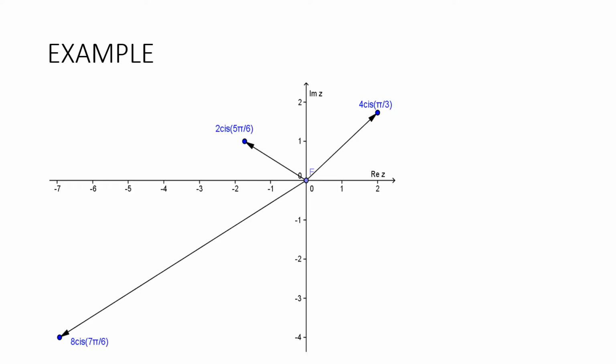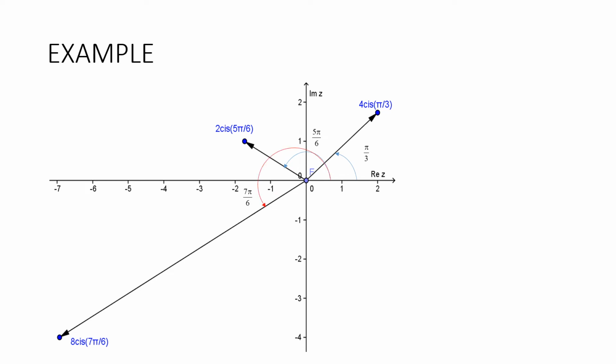So here it is graphically. We've got 4 cis pi on 3, 2 cis 5 pi on 6 and 8 cis 7 pi on 6. And you can see immediately that this vector here has got a length of 8, and that comes from 2 times 4. And in terms of the arguments, this is pi on 3, this is 5 pi on 6, and the addition of those two is what gives us the 7 pi on 6.